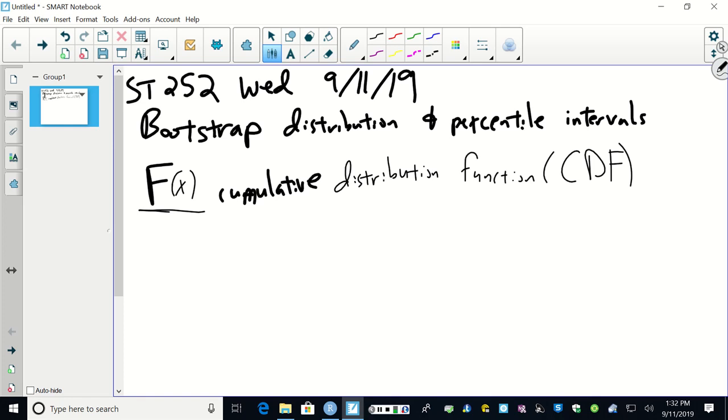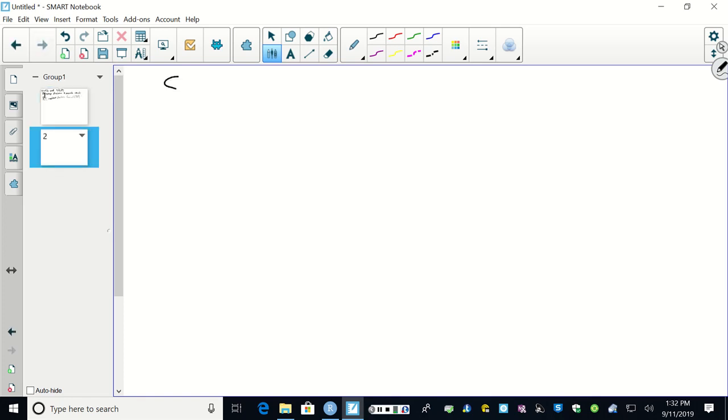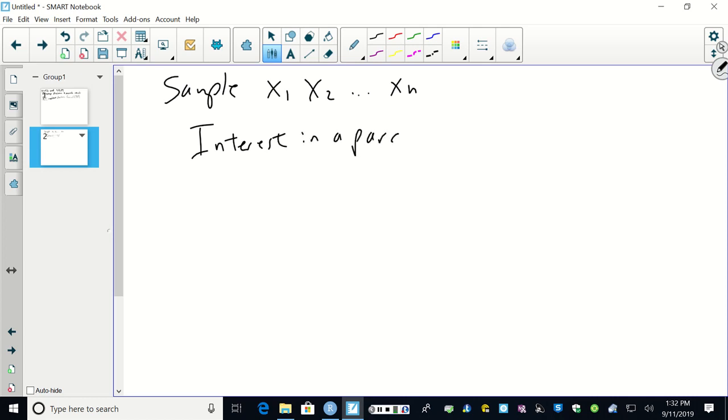So the scenario we're in is we have a sample of values, x1, x2, up to xn. And we have an interest in a parameter that describes something in our distribution, such as the population average. And we're going to have a statistic, which could also be viewed as an estimator, a way of going about estimating things.